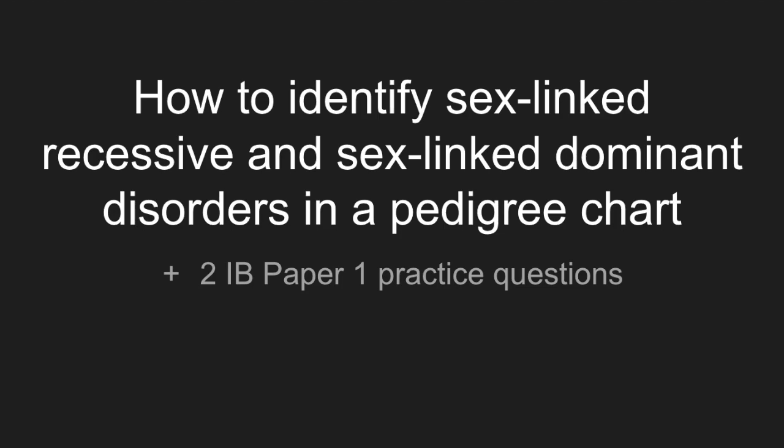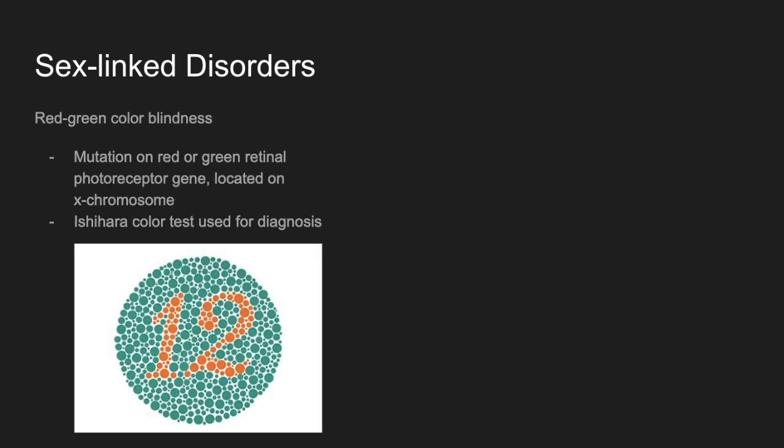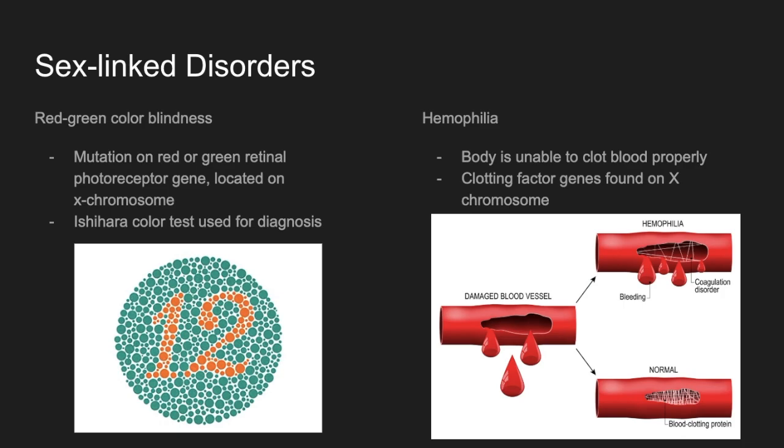I will be talking to you about how to identify sex-linked recessive and sex-linked dominant disorders in a pedigree chart. Here you can see the understandings, applications, and skills the IB has given us on this topic. The sex-linked disorders we're expected to be familiar with include red-green colorblindness and hemophilia.